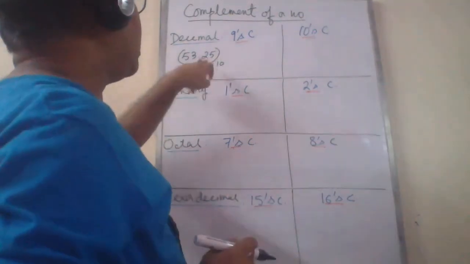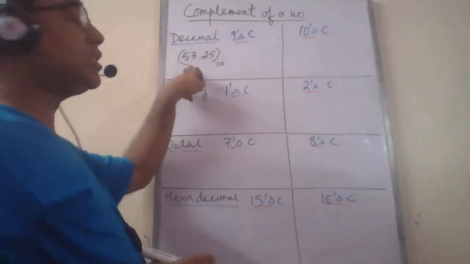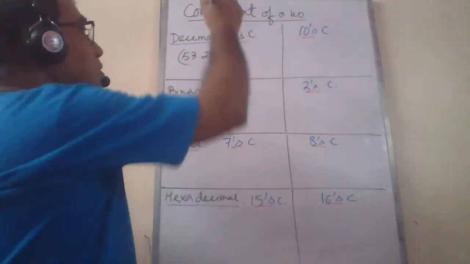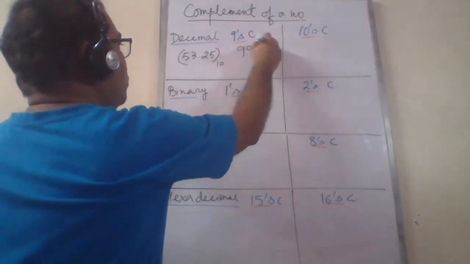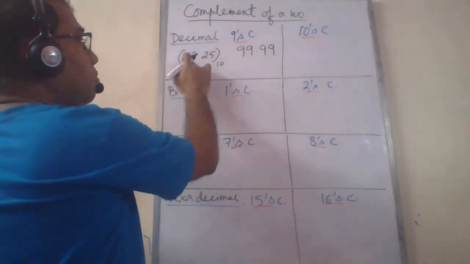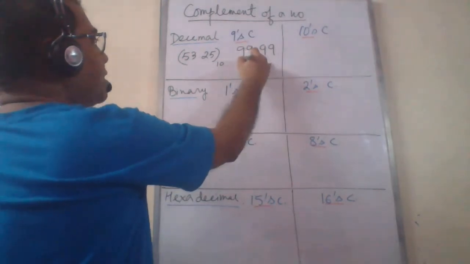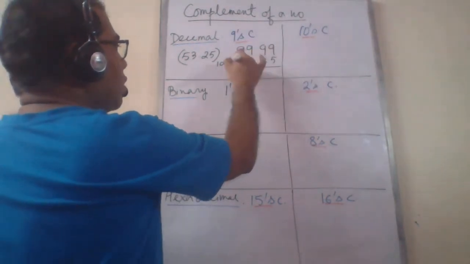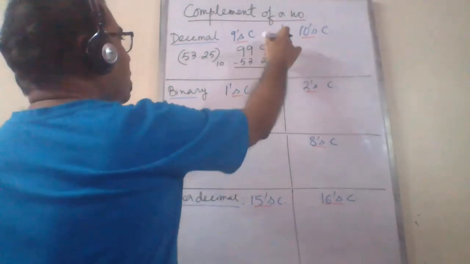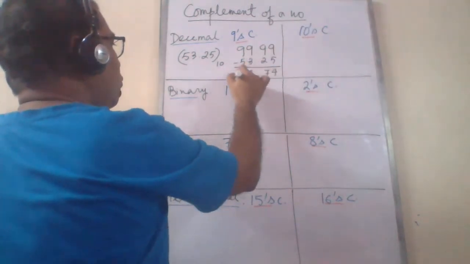As we know, the original number plus its 9's complement will give you the highest digit in each position. So to find the 9's complement, we'll take the highest number. As it is 2 digits in the whole part and 2 in the fractional part, we'll take 99.99 and subtract the number from this. So when we subtract, 9 minus 5 is 4, and we get 4, 7, 6, 4.